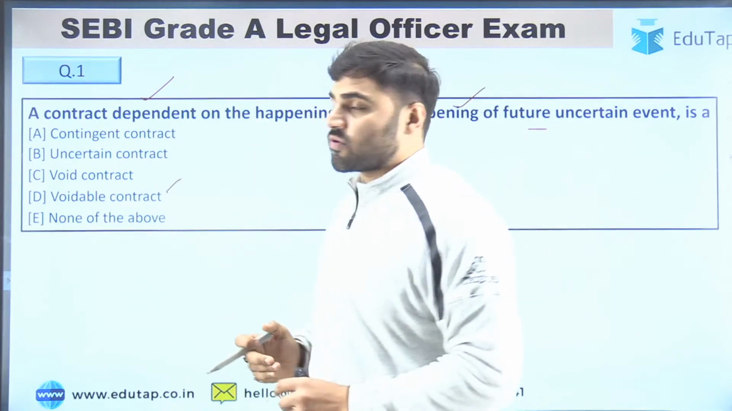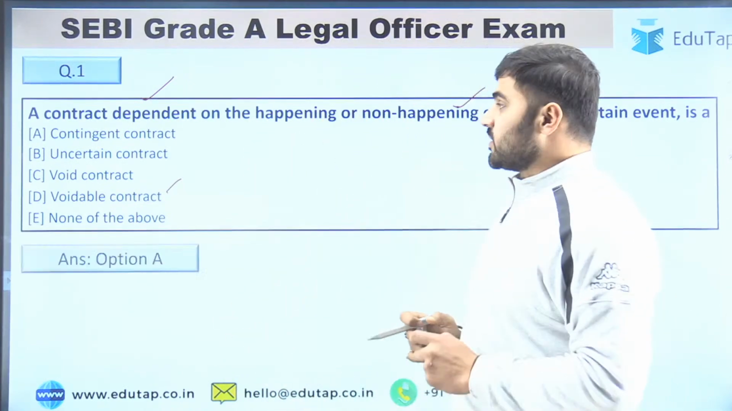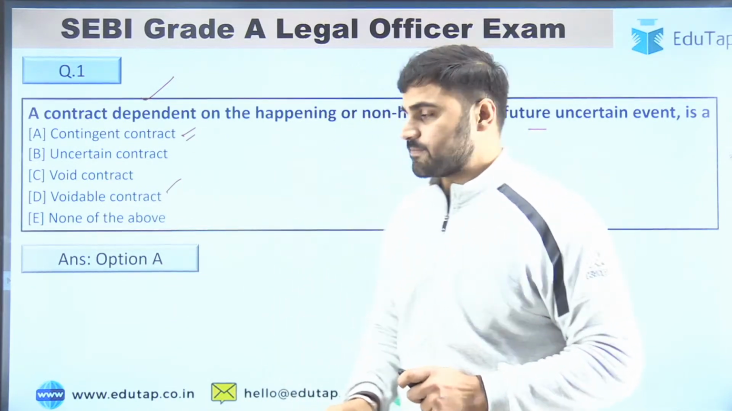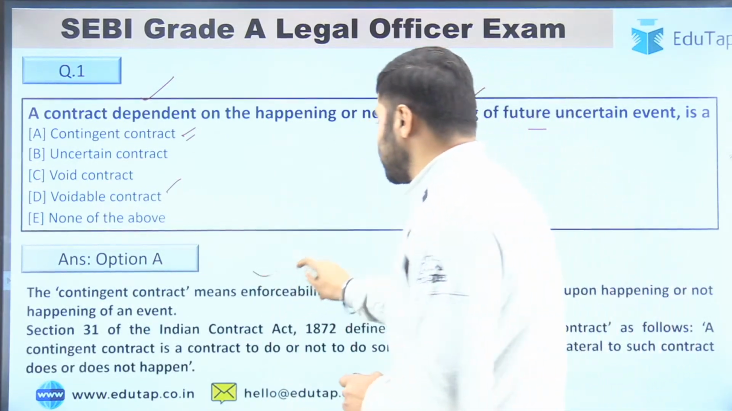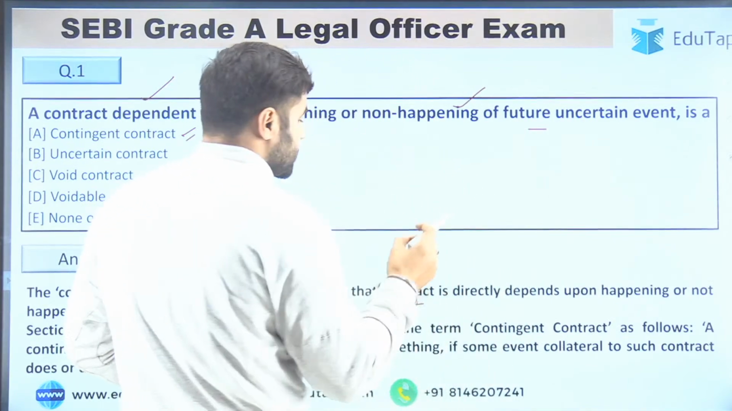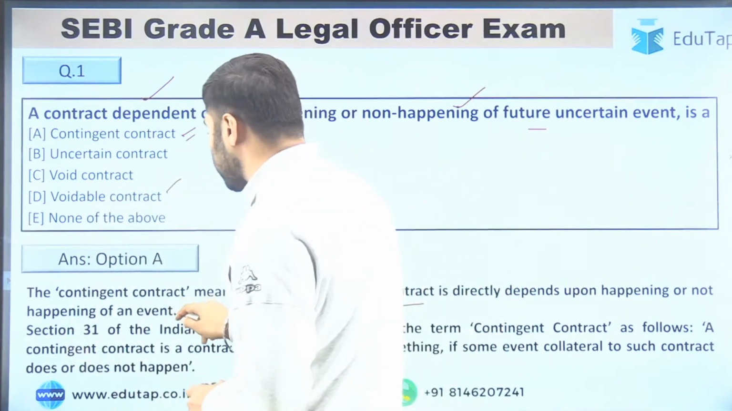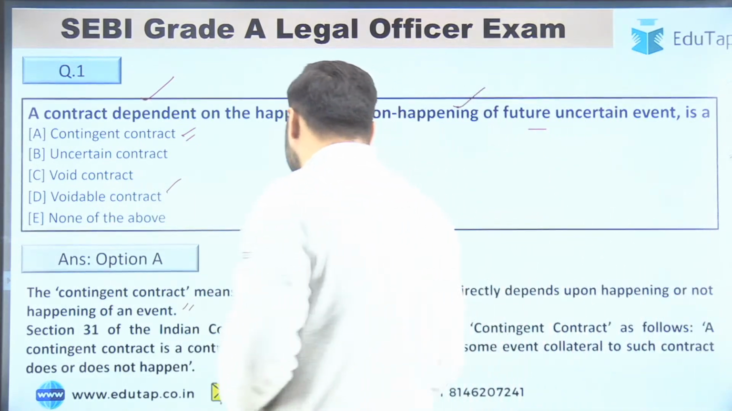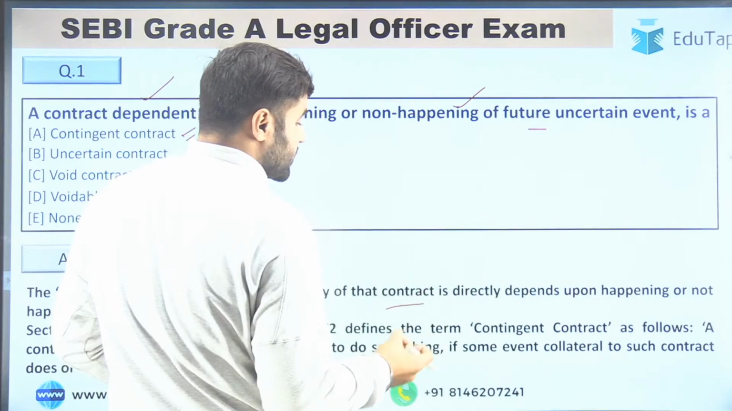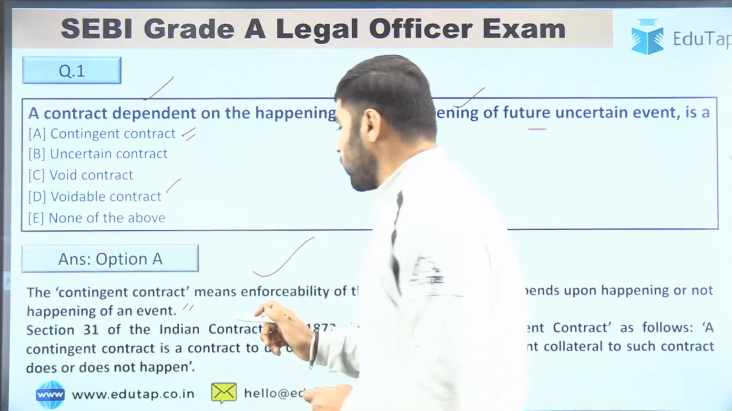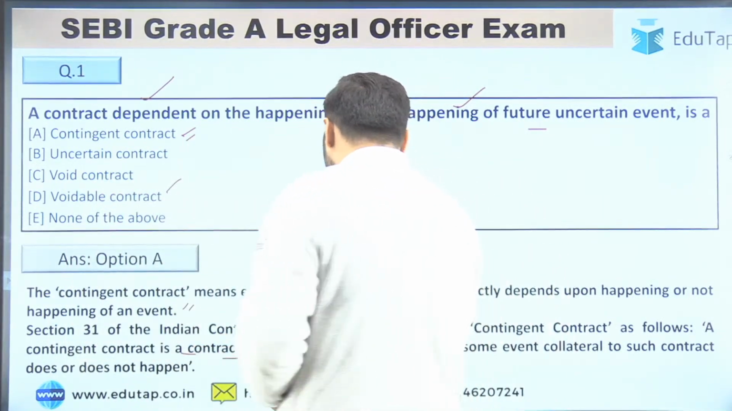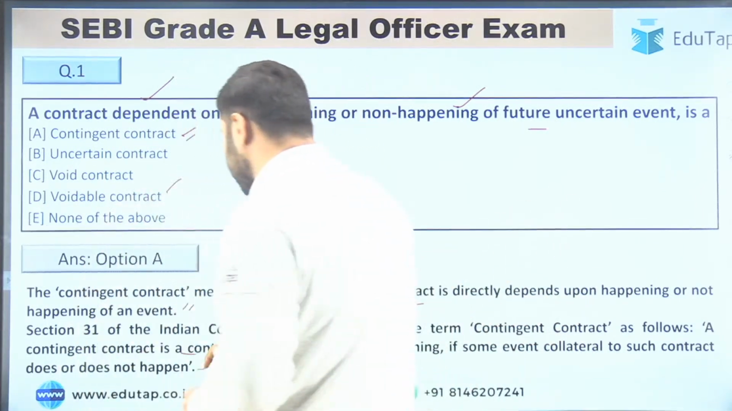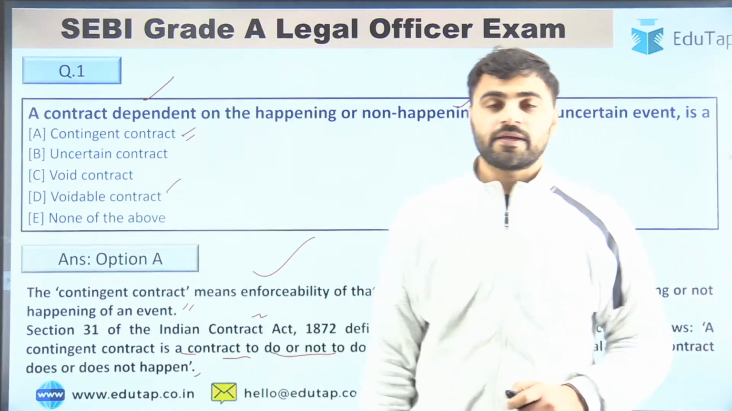So what is the right answer for question number 1? The right answer is option A, that is, contingent contract. A contingent contract means the enforceability of that contract directly depends upon the happening or not happening of an event. If you read Section 31 of the Indian Contract Act 1872, it defines the term contingent contract as follows: a contingent contract is a contract to do or not to do something if some event collateral to such contract does or does not happen.